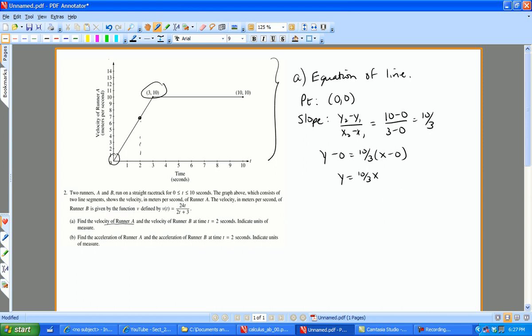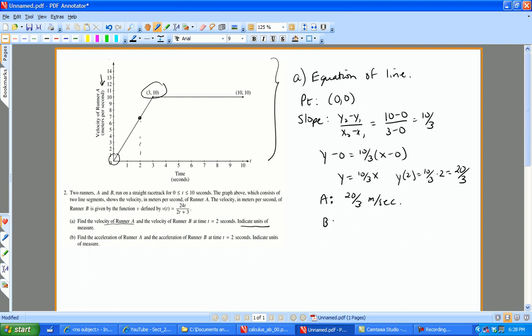I now want to know what is the y value when x is 2. It's 10 thirds times 2, or 20 thirds. It does also say to indicate units. The units are given right there. It's in meters per second. So the answer for runner A is 20 thirds meters per second.